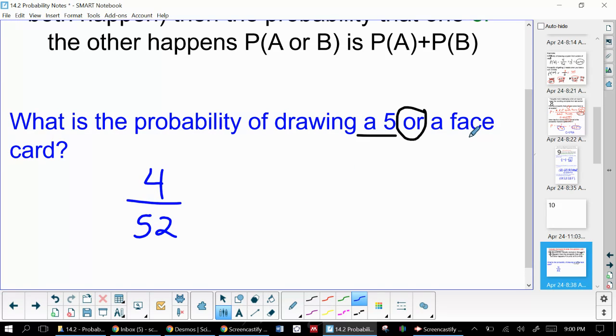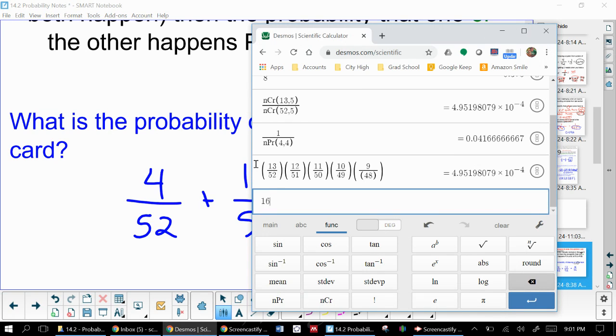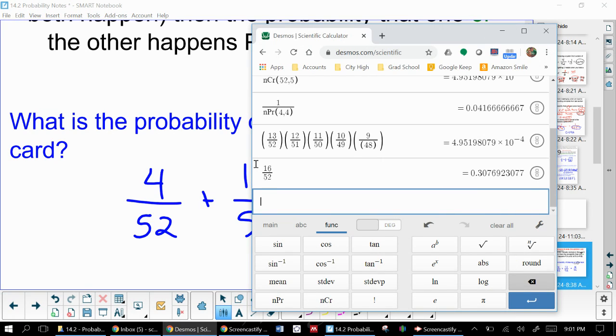Or a face card. How many face cards are there? Well, there's all the jacks, all the queens, all the kings. So there's a total of 12 of those. And again, there's 52 of them. And so when I add those together, I get the total of 16 out of 52. And that is obviously going to simplify. If I want it as a fraction, I can do that, 4 out of 13, or about 30%.